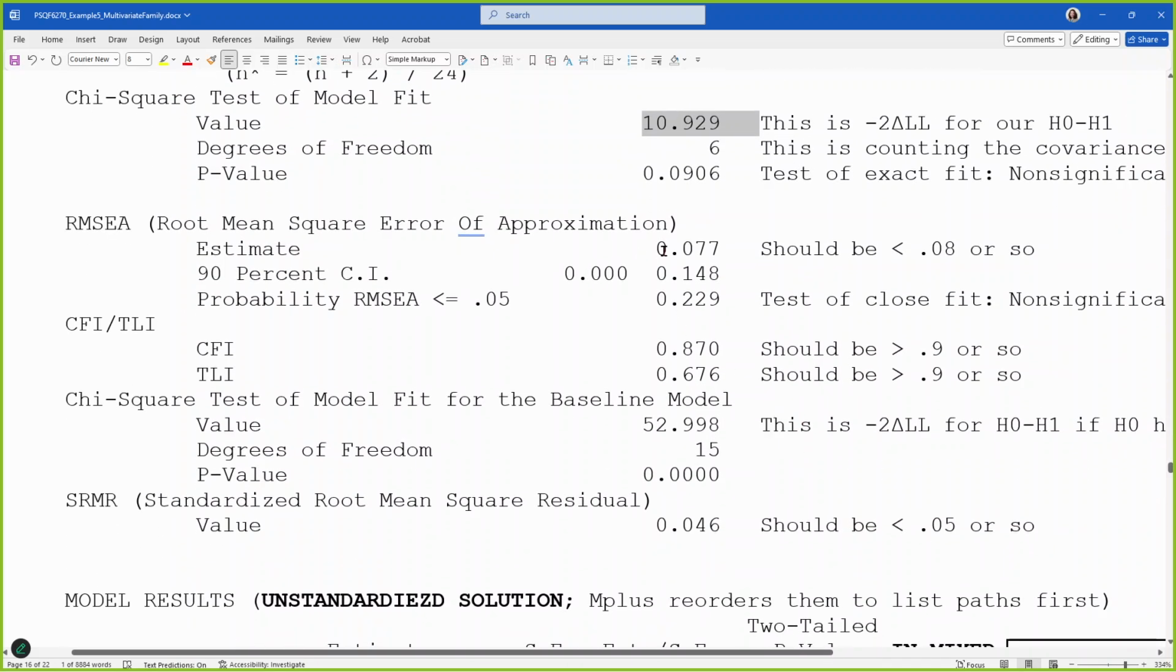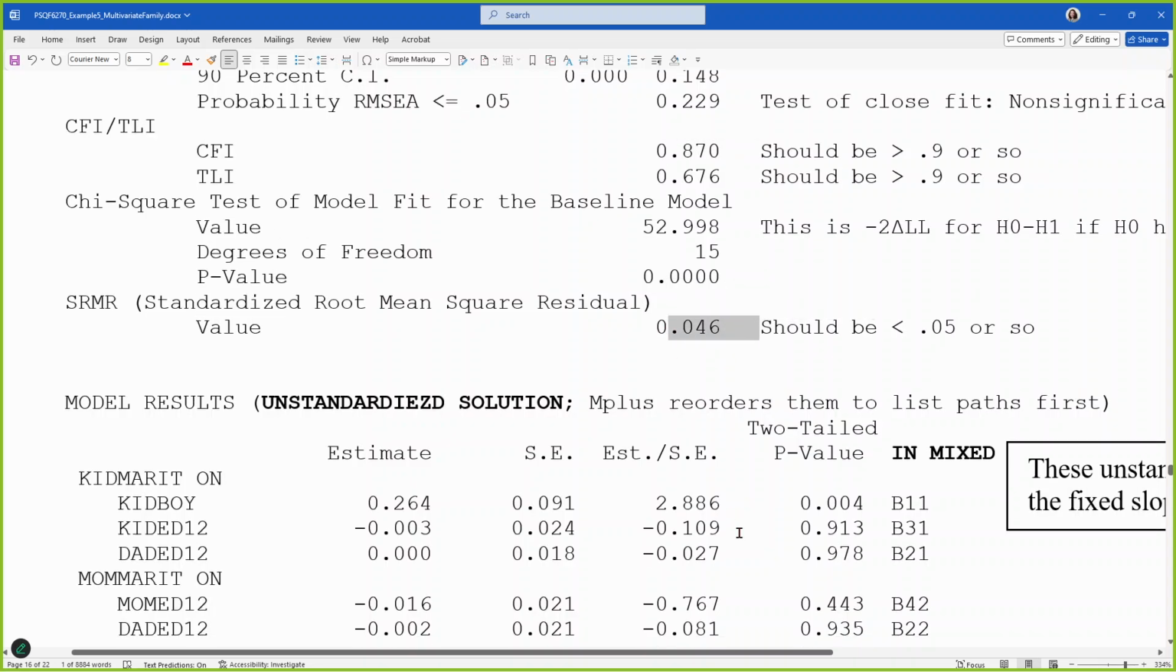Then the rest of them: RMSEA should be low, that's a little on the high side. CFI should be big, that's a little on the low side. SRMR is reasonably okay.